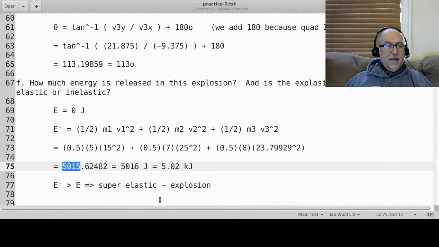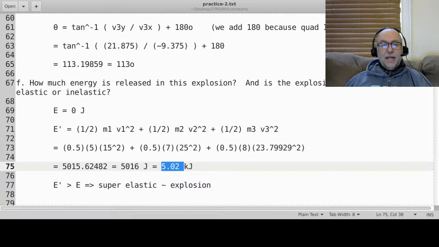And it turns out to be about 5,015 joules and some change, or 5.02 kilojoules, which isn't that much energy really. I don't know what the food energy is of a chocolate bar, but it would be in the hundreds of kilojoules range. So that's not really a lot of energy.